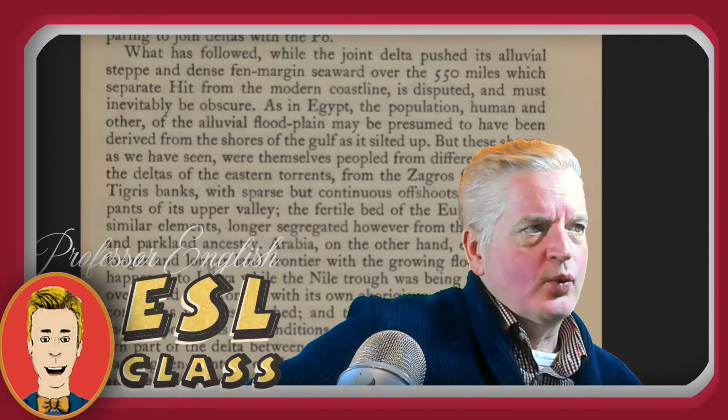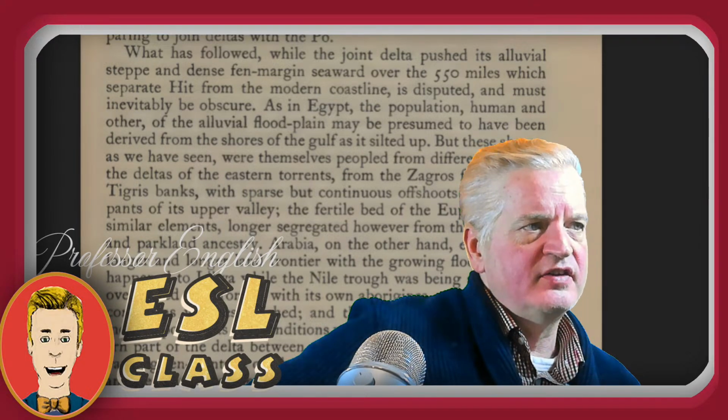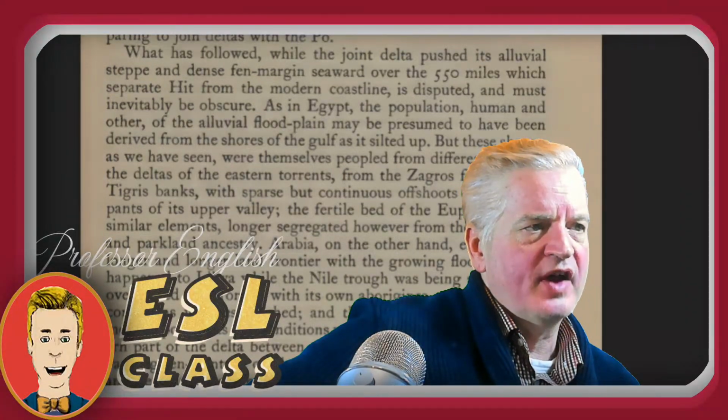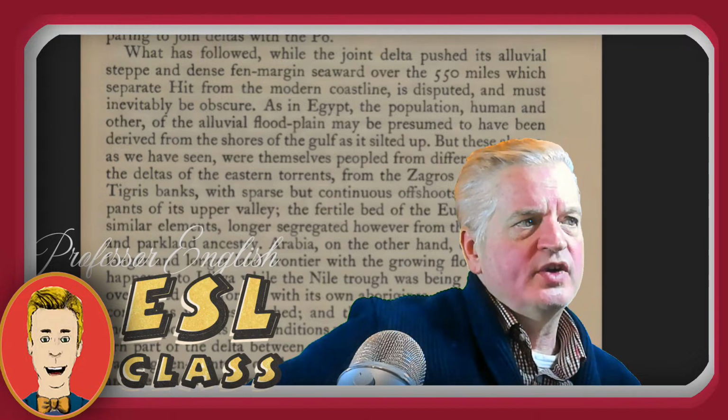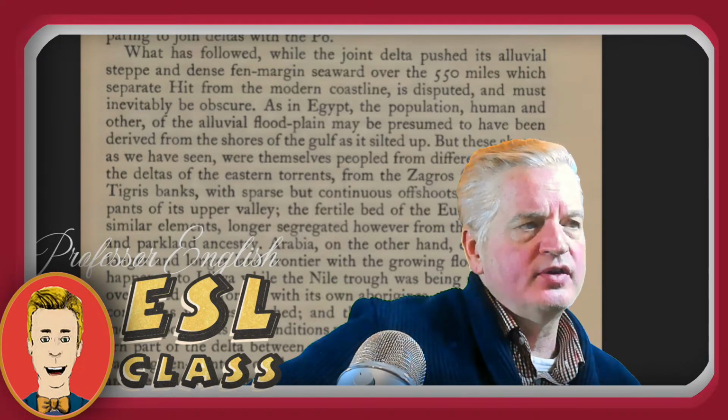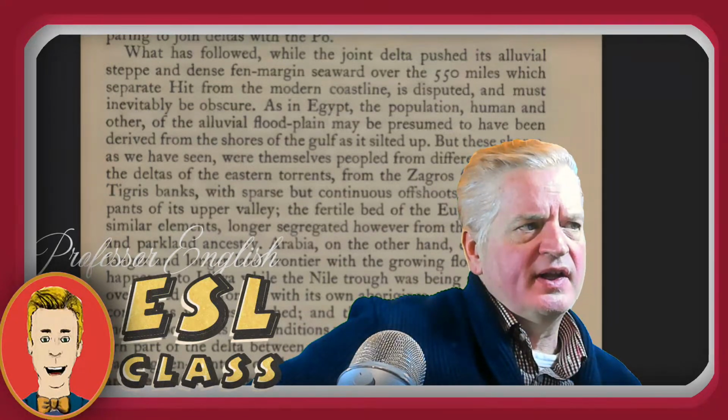So wait, let me read that again. What has followed while the joint delta pushed its alluvial steppe and dense fen margins seaward over 550 miles, which separate Hit from the modern coastline? So the coastline has shrunk?